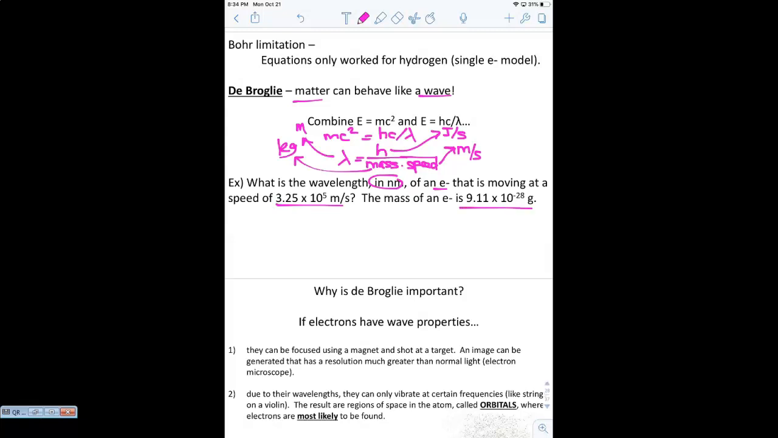The units are grams. Okay, so how do we convert grams to kilograms? There are 1,000 grams in 1 kilogram. So if we take this number and divide it by 1,000, we get 9.11 times 10 to the negative 31. Okay, so now that all my numbers are in the right units, I can go over here and start solving. So h is Planck's constant.